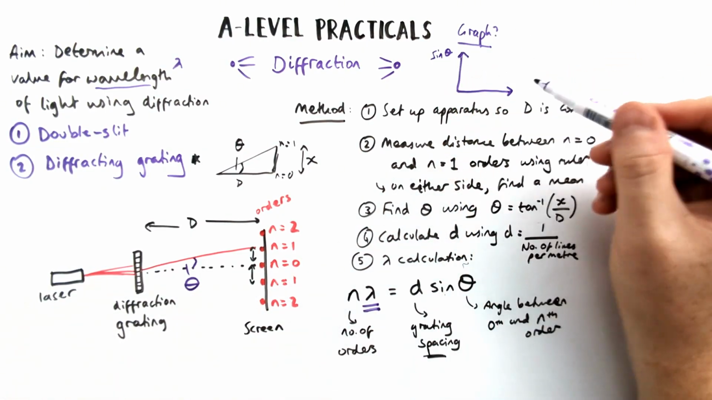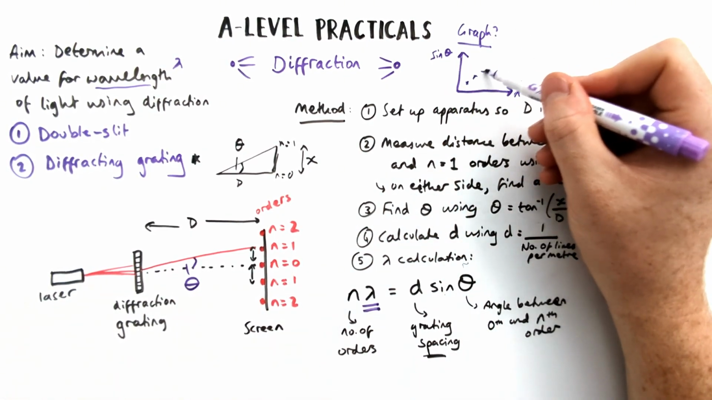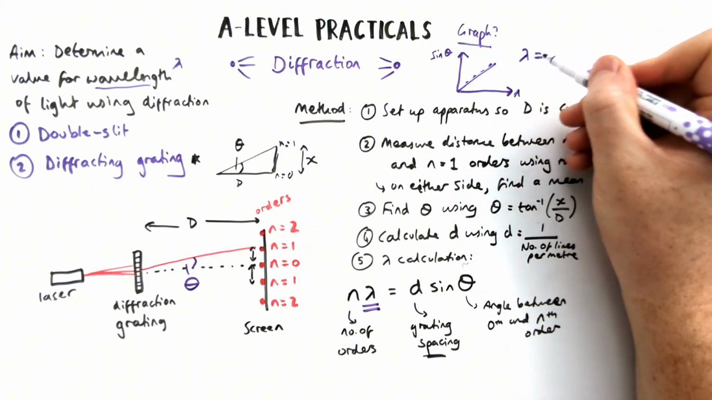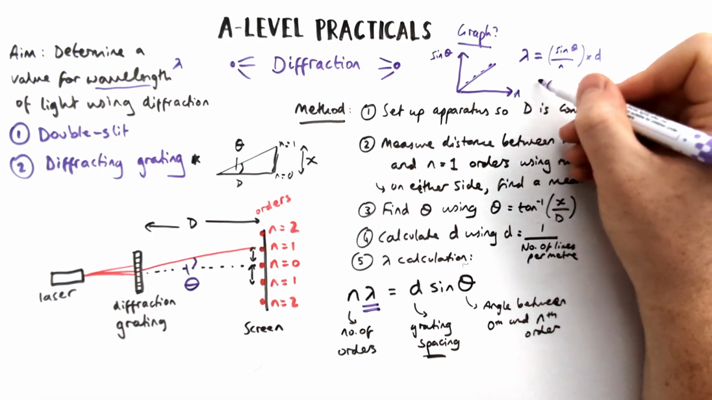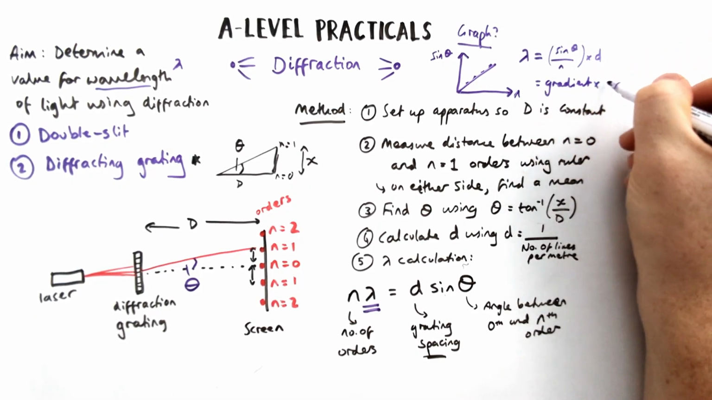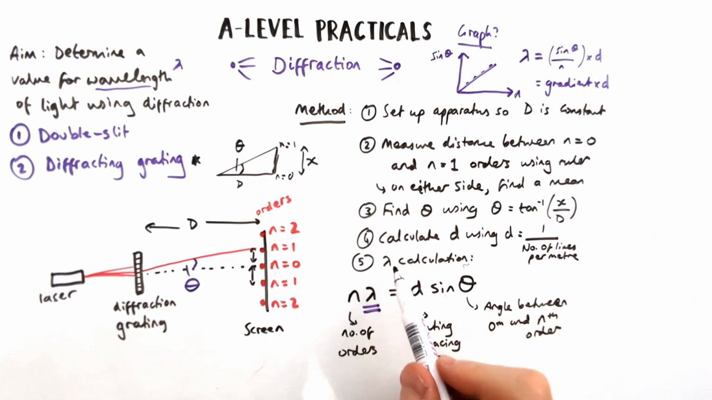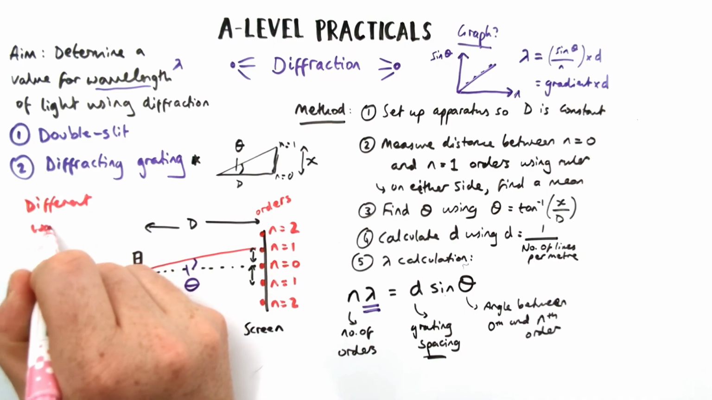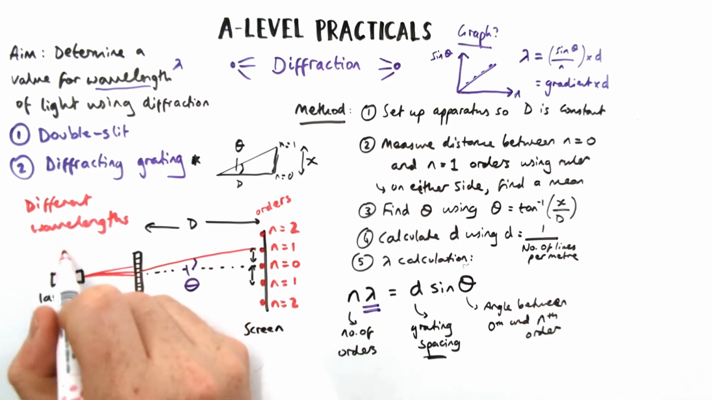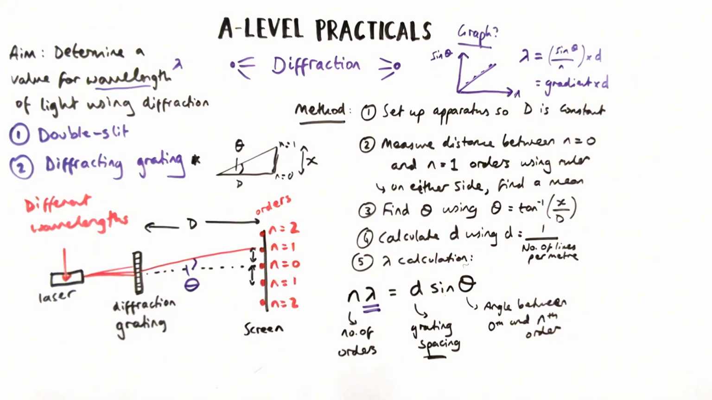However, if you were able to get multiple orders, here's how you could do it using a graph. You could plot the number of orders n on the x-axis and sine theta on the y-axis, and the wavelength would be found by finding the gradient, sine theta over n, multiplied by d, which is a constant, the spacing between the gratings. For this experiment, you could use different wavelengths. You could use a red laser, green laser, or violet laser to find the different values for wavelength. Again, it's a known value, so look it up and find a percentage difference between them.